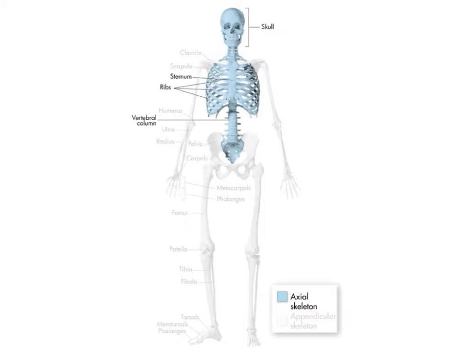This diagram just denotes what the axial skeleton is. You can see here that there is a skull. There is the thoracic cage right here, and in the back, down the back, is the vertebral column. The vertebral column also goes into the sacrum, which we'll get into later, and then the coccyx, which is your tailbone.